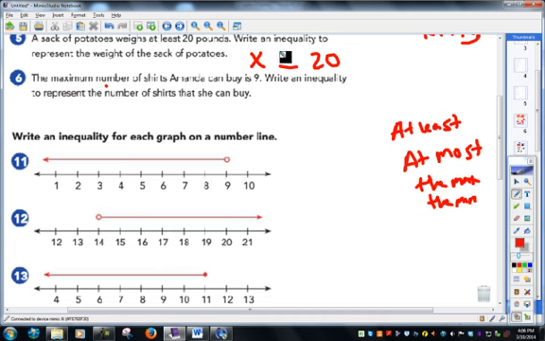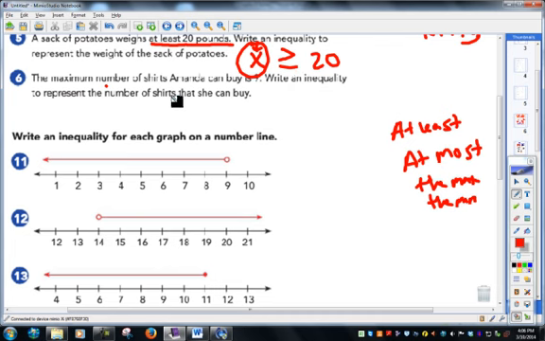Okay? Now we just got to figure out, does this need to be a greater than symbol or a less than? Well, at least means it could weigh 20 or more. So that means I would have to make this X greater than or equal to 20, because these values right here, it can be more than 20. X, meaning the sack of potatoes can weigh greater than or equal to 20 pounds.